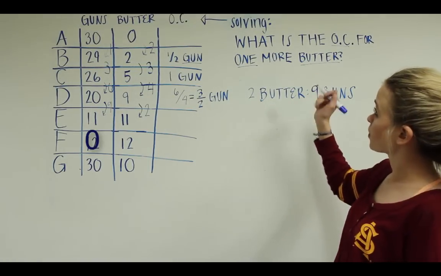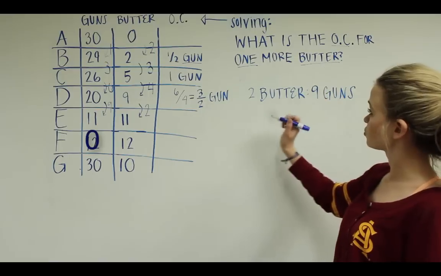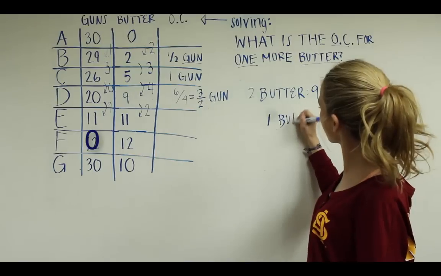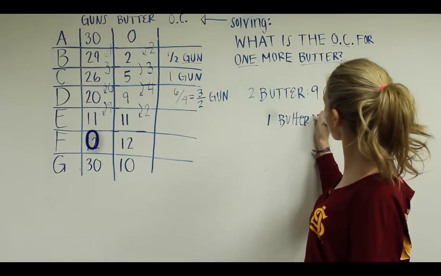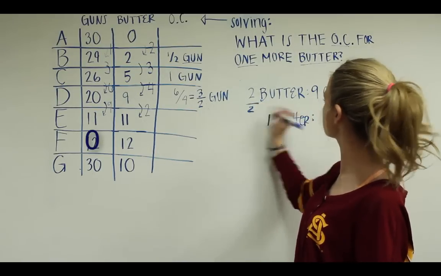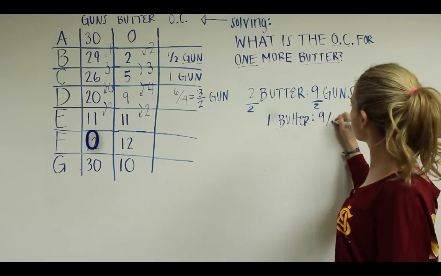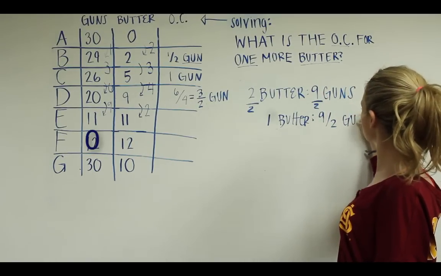We want to know what the opportunity cost is for one more butter, so that means we need a 1 on this side of the equation. So we're going to divide both sides by 2, and our opportunity cost then is 9 halves gun.